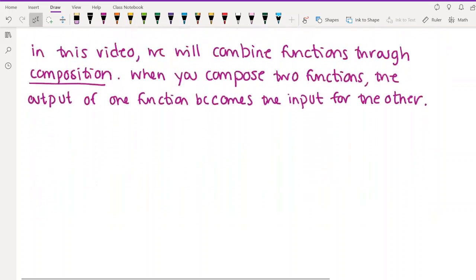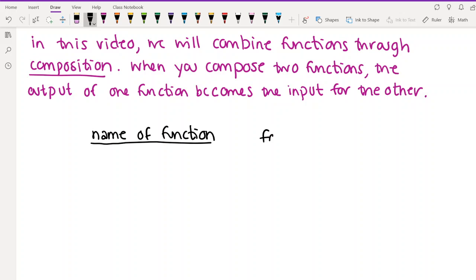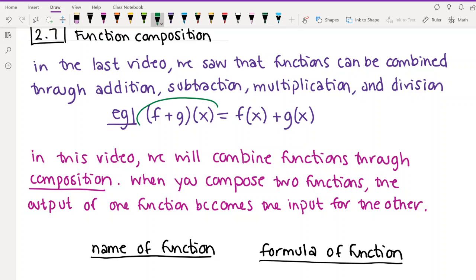That might sound kind of complicated, but I think once we get into some examples, it will become a lot clearer how this works. Just like in the last video, I want to write this down in the same format, just to connect it. When we combined functions using addition, subtraction, multiplication, and division, we had a name for the function, like f plus g of x, and then this is how you go about coming up with the formula.